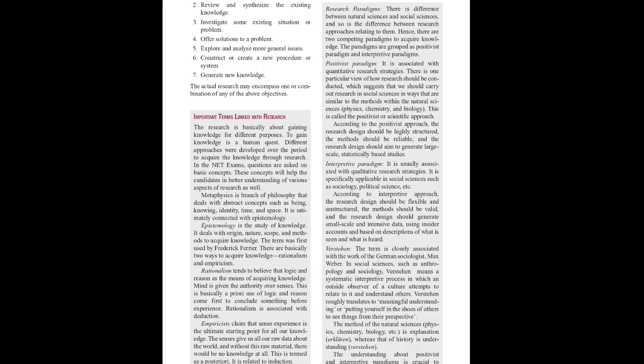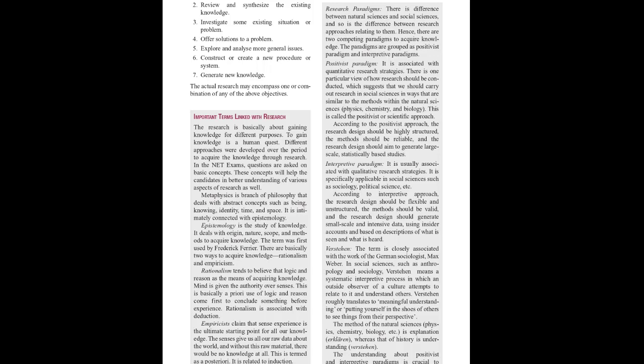Verstehen. The term is closely associated with the work of the German sociologist, Max Weber. In social sciences, such as anthropology and sociology, Verstehen means a systematic interpretive process in which an outside observer of a culture attempts to relate to it and understand others. Verstehen roughly translates to meaningful understanding, or putting yourself in the shoes of others to see things from their perspective.